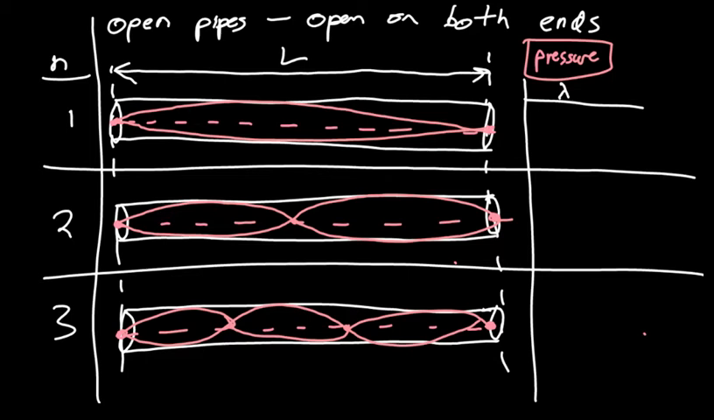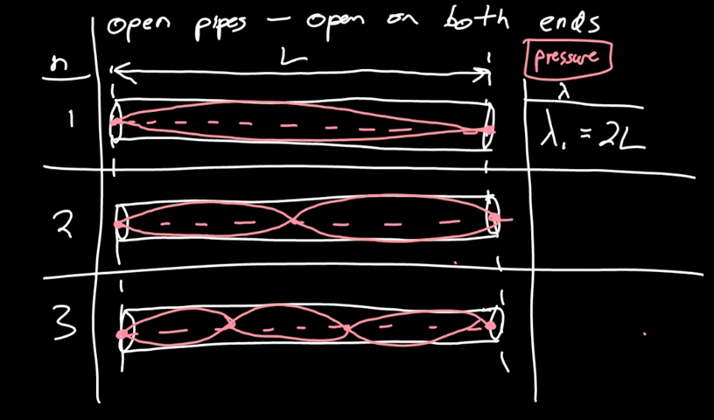So on this one, I only have half of a wavelength shown. So if I wanted a full wavelength, I'd need 2 times this distance. So my wavelength, and this is the wavelength of the first harmonic, so I'll write it as lambda 1, has got to be equal to 2 times the length of the pipe.